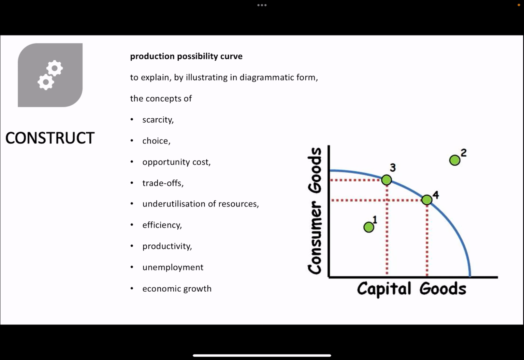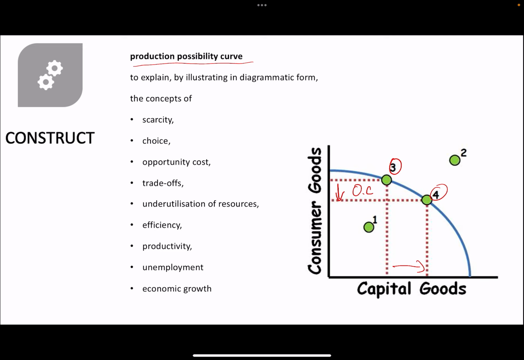Okay, construct. The big graph in Unit 1, Topic 1 is the production possibility curve. And so the syllabus says to explain by illustrating in diagrammatic form the concepts of scarcity, choice, opportunity cost. You can read the rest there. It's important to be able to think through the differences, for instance, if we moved from point 3 to point 4, we'd see a drop in consumer good production, but we'd gain some capital goods. So we'd have to understand where the opportunity cost sat within there.